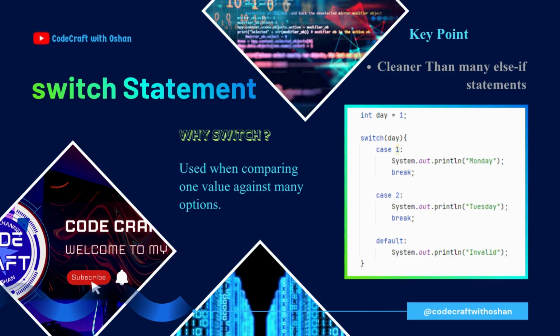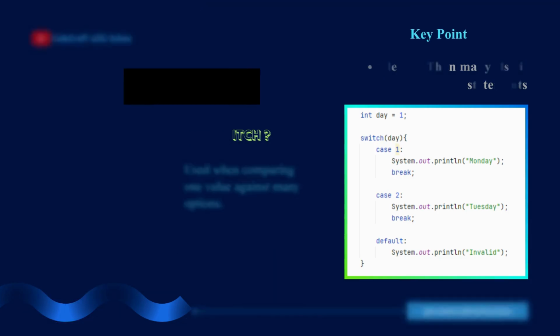Think of it like a TV remote. You press one button, and it goes directly to the channel. It doesn't check every channel one by one. Let me show you the switch statement in code, and you will immediately see how much cleaner it looks compared to else if.